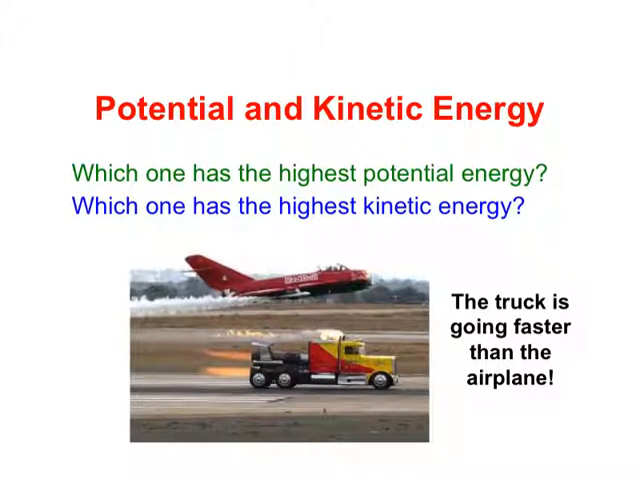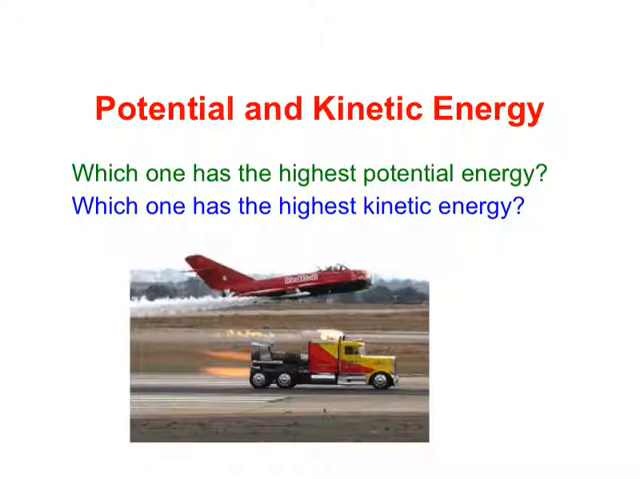Which one has the highest potential energy and which one has the highest kinetic energy? And believe it or not, this truck is going faster than the airplane. So remember what we said about potential and kinetic energy having to do with mass and speed and position. If you said that the airplane has the highest potential energy, I would agree with you, because it looks to me like the airplane and the truck have about equal mass. But remember that potential has to do with that mass or weight and position or height, and it's much higher.